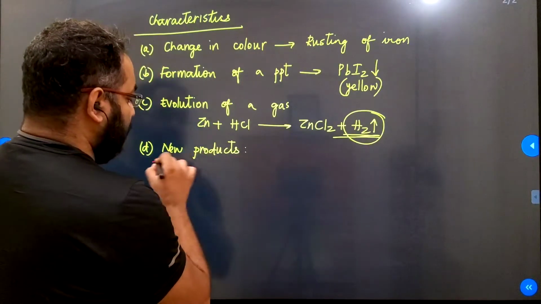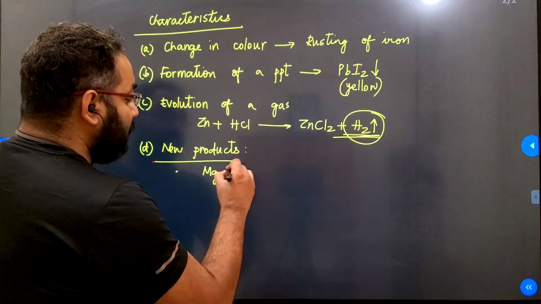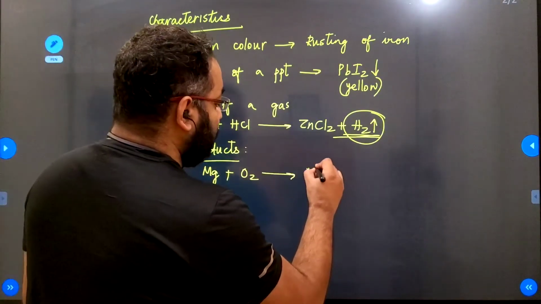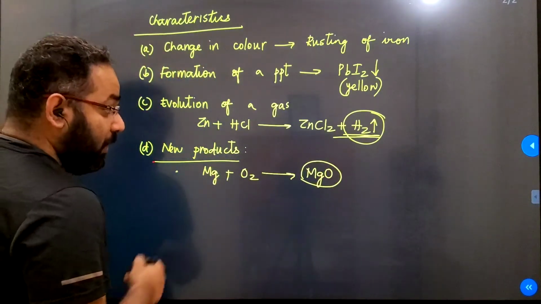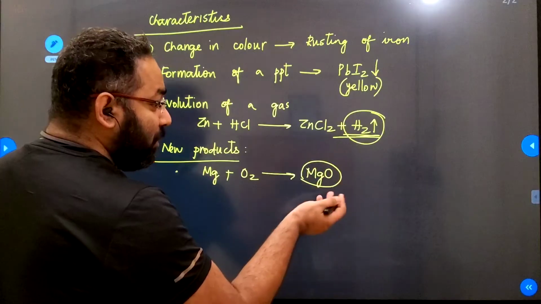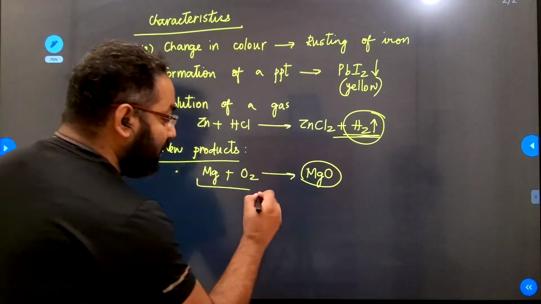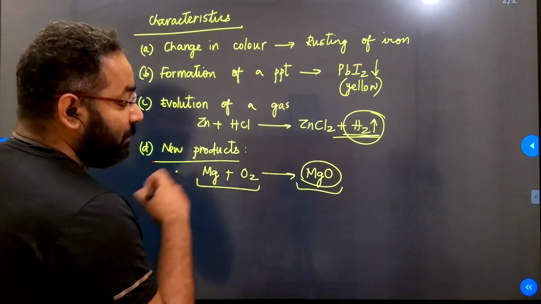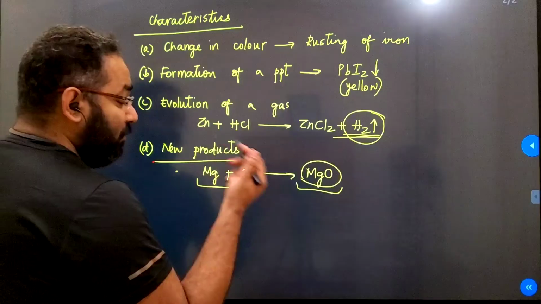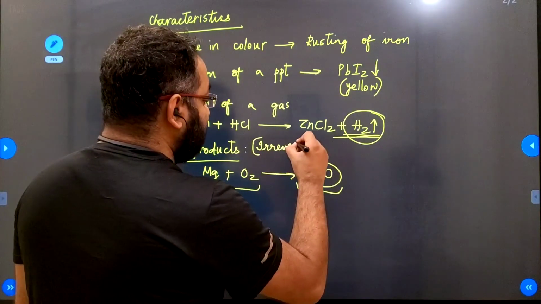The next thing that you also need to understand is new products are formed. Whenever new products are formed, you say a chemical reaction has taken place. For example, when you look at magnesium plus oxygen, giving you magnesium oxide, you notice that a new product called magnesium oxide is formed, and generally the new product formed cannot give you back the original reactants. We all know these are reactants and this is the product. Magnesium oxide will not be in a position to give us back magnesium and oxygen. Therefore, whenever we talk of new products, we generally talk about irreversible reactions.